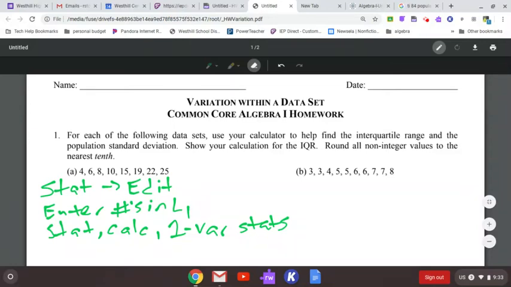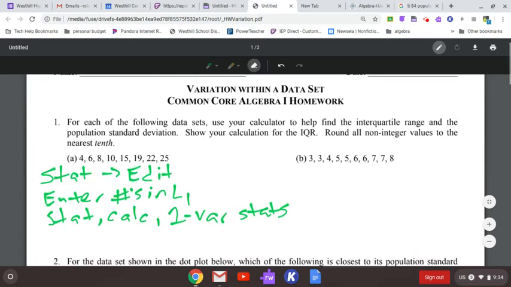Hello, everyone. So for today, we're going to take a look at the variation within the data set homework. This is the second homework for this week.